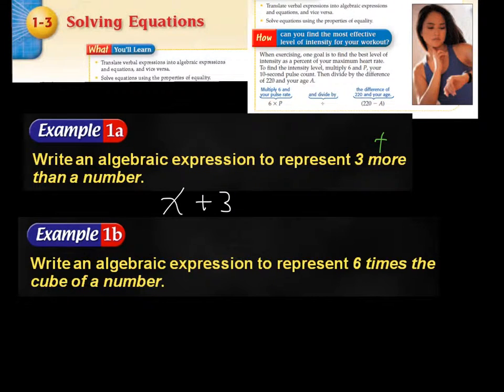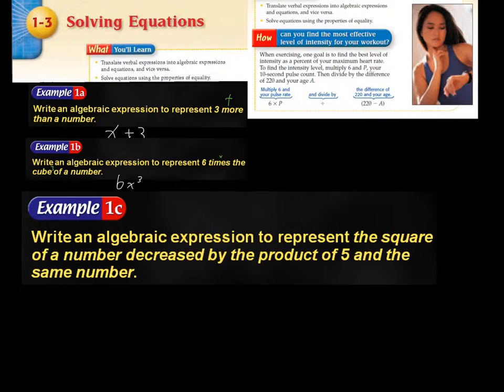Write an algebraic expression to represent 6 times the cube, or 3rd power, of a number. So 6 times, we put the 6 right in front of it, the cube of a number. So 6x cubed would be one variable expression we could write. Okay, this is moving a lot faster than we did in earlier courses.